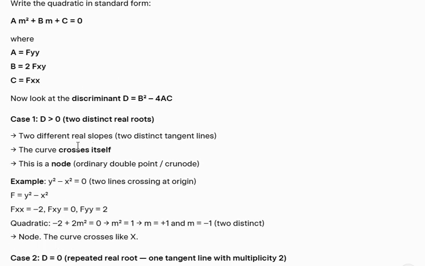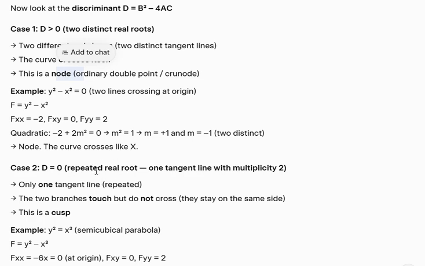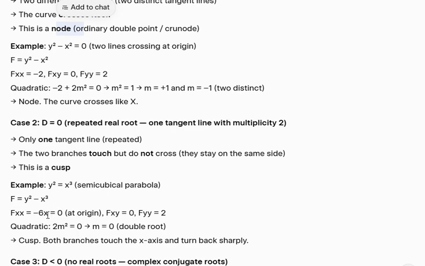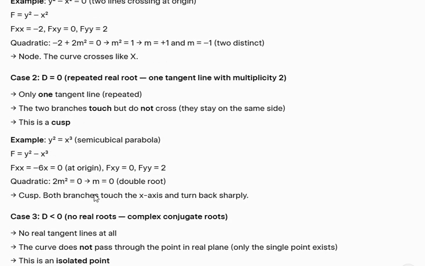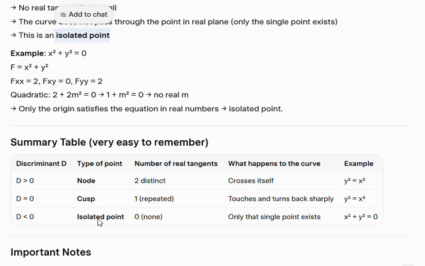If D is greater than 0, you can say there are two distinct real roots. And if D is equal to 0, repeated roots exist: one tangent with multiplicity of 2, because two branches are going to, that is a cusp point. As I told you, both are tending to 0 from the positive side and negative side. Both branches touch the x-axis and turn back sharply. And if D is less than 0, we get an isolated point. This is how we can understand the things.